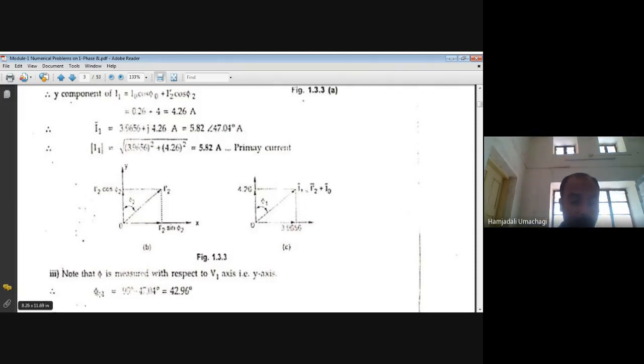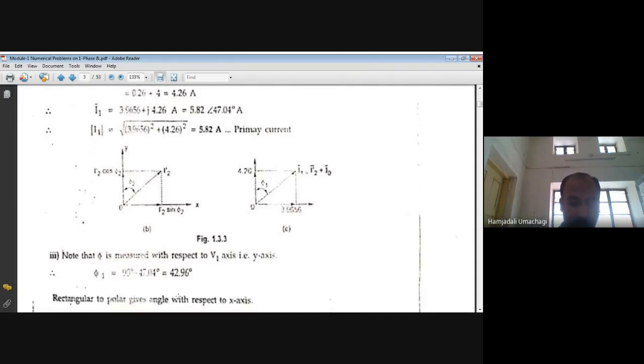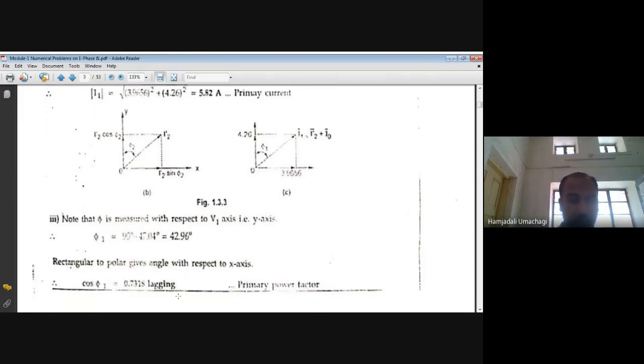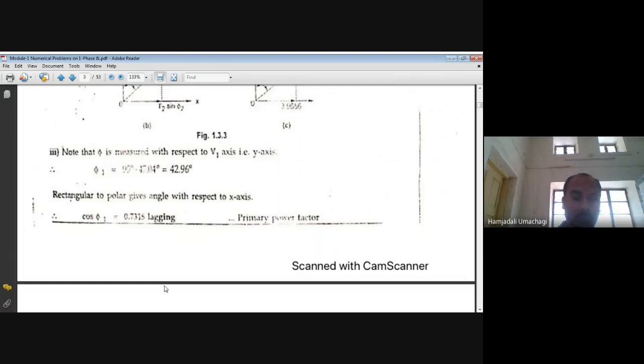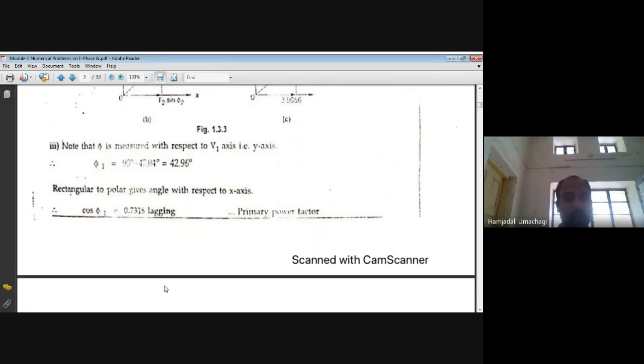The primary power factor angle is 42.96 degrees. Now, if I want to calculate the primary power factor, you should apply cosine. Cos of phi 1, that is cos of 42.96, is 0.7348 lagging, because the transformer is an inductive kind of load. So here the power factor will be lagging in nature.